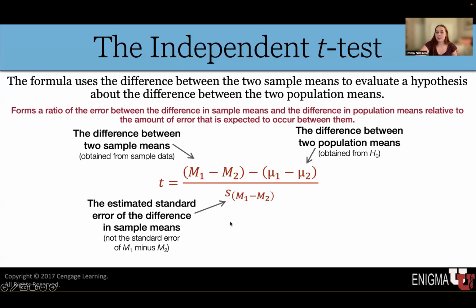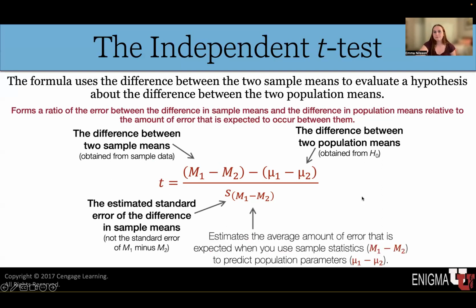And then the denominator is an estimated standard error of the difference in the sample means. It's not the standard error of sample 1 minus the standard error of sample 2. It is the standard error of the difference in sample means. Those parentheses are important. Basically, like it says here, it's just going to estimate the average amount of error that is expected when you use sample statistics to predict population parameters. That's what this is telling us.